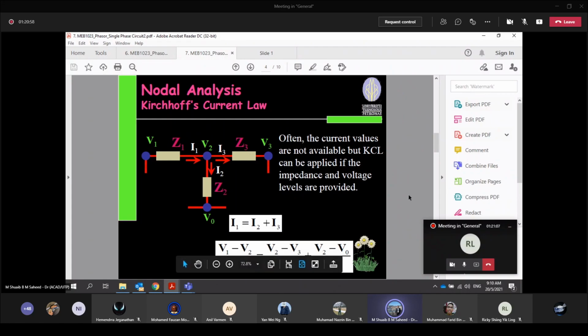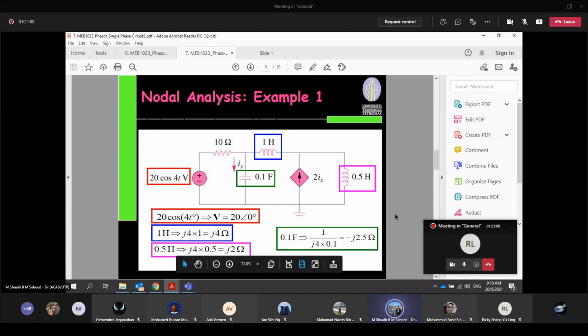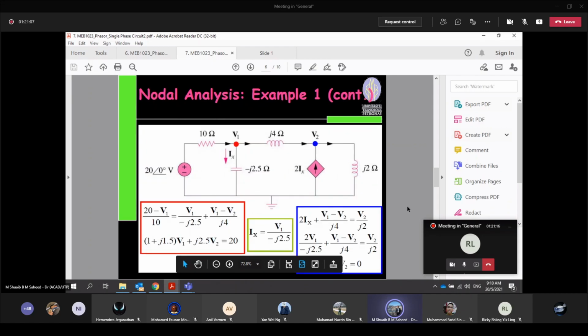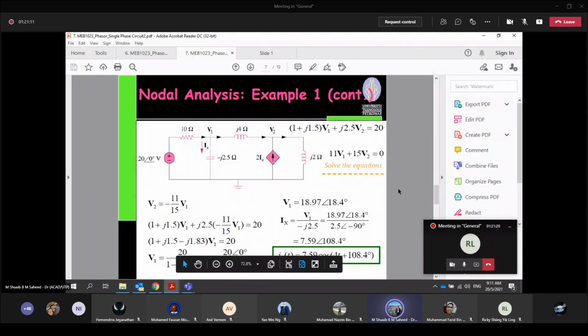Okay, you already know this part. Yeah, we have done it. We have done this example just now. Okay, just go through again.